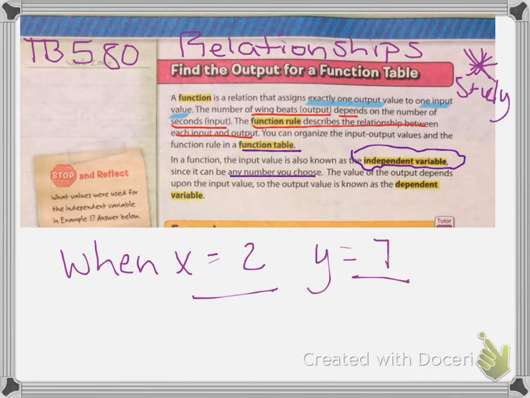And then let's go ahead with that color. Then it says the value of the output depends on the input value. So the output value is known as the dependent variable because what you get for your answer is going to depend on what you put in for x. You want to think of it sort of in terms of equations for that specific section.